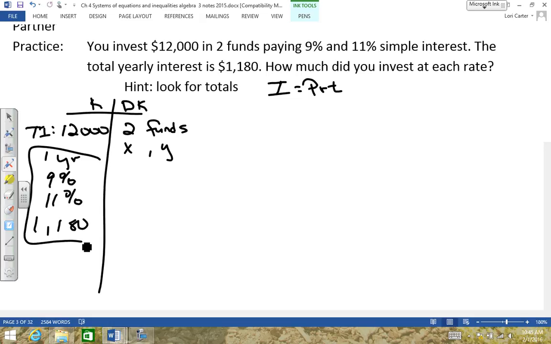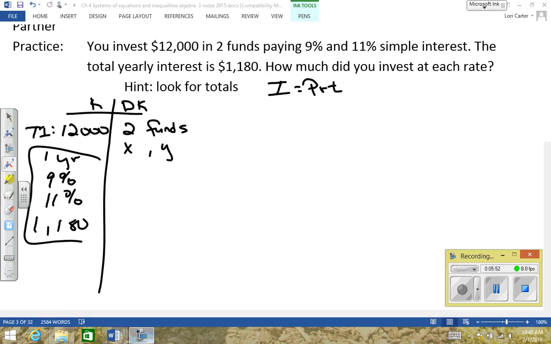Couldn't you just add them up and then take it times like 0.09? Well, we have to find two. But I have two interest rates. One's times 9 and one's times 11. Then take it times 11, and that'll give you two numbers, and then you can minus it off that 1,180 to find out how much was each one.